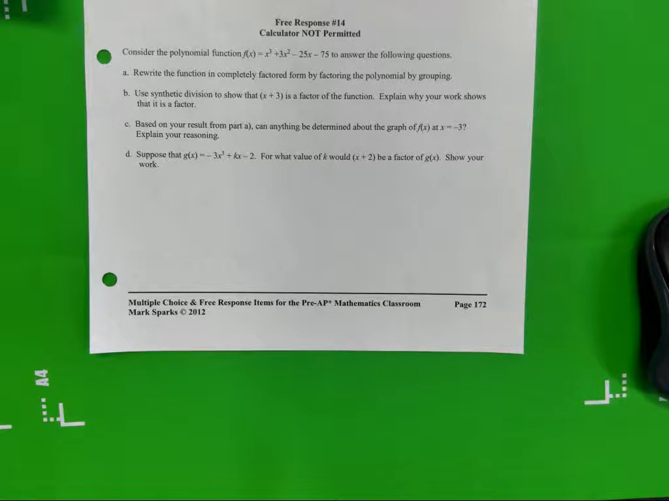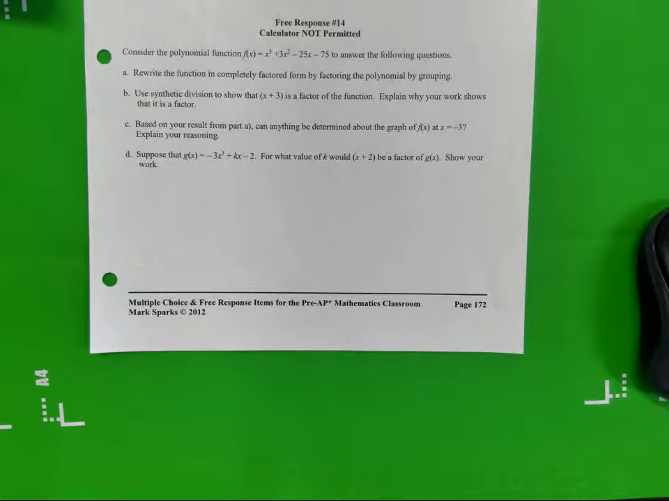B, it says, use synthetic division to show that x plus 3 is a factor of the function. What do they mean by that? It's synthetic, so I would write that and divide it by, and what number will go outside my box? A negative 3. So what are you looking for to see if it's a factor? If you get a remainder of 0, that means it's a factor because it went in evenly. So do you see what that is asking?